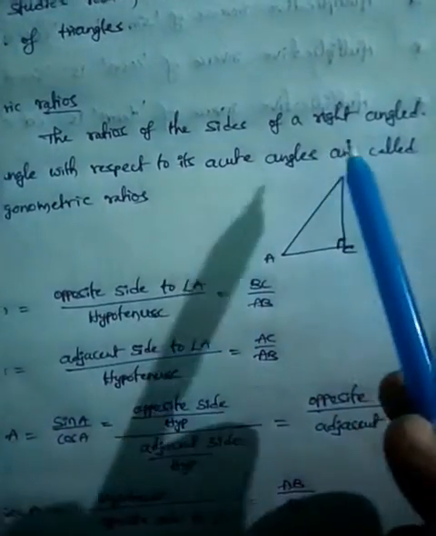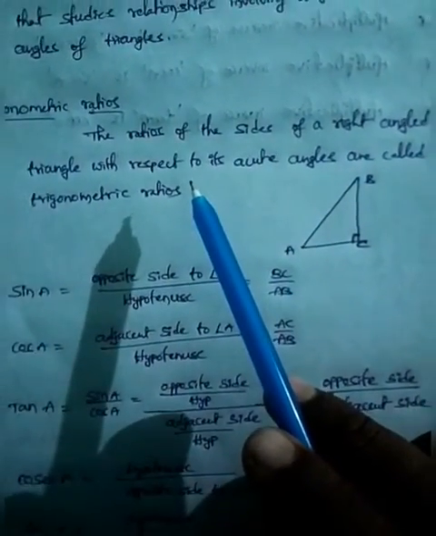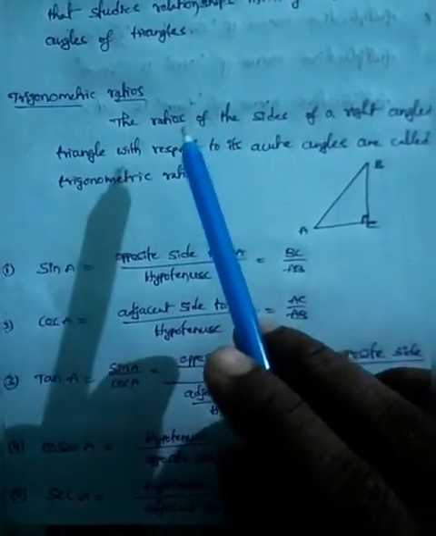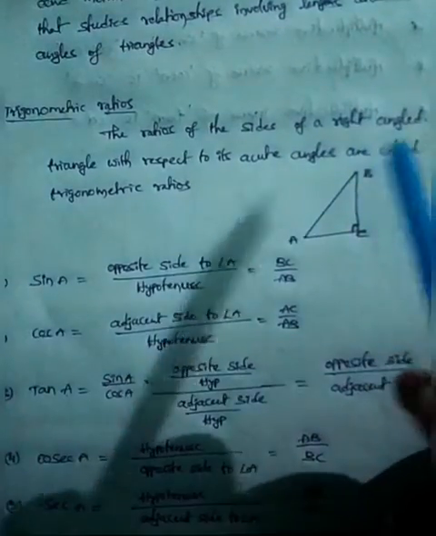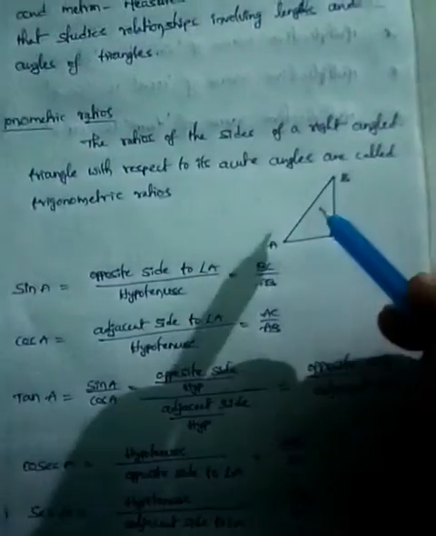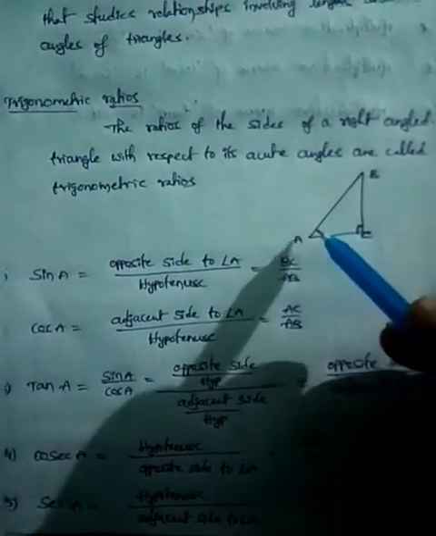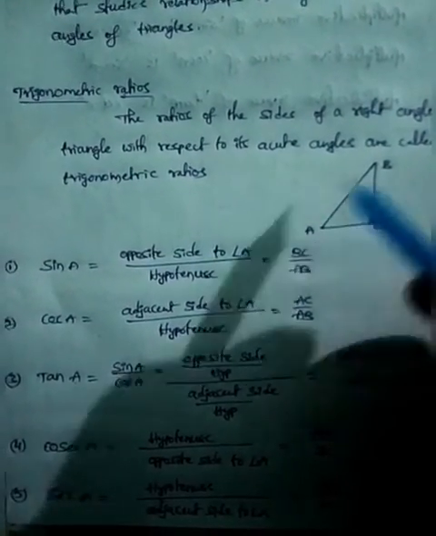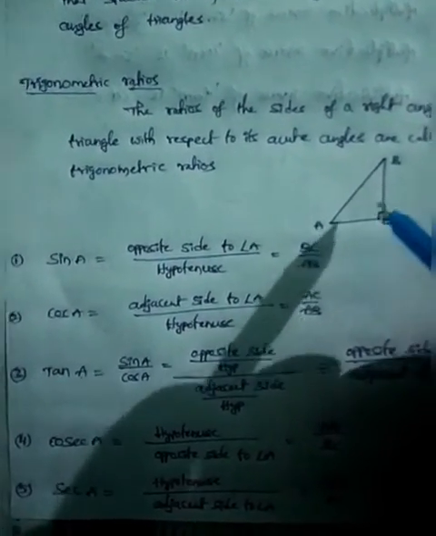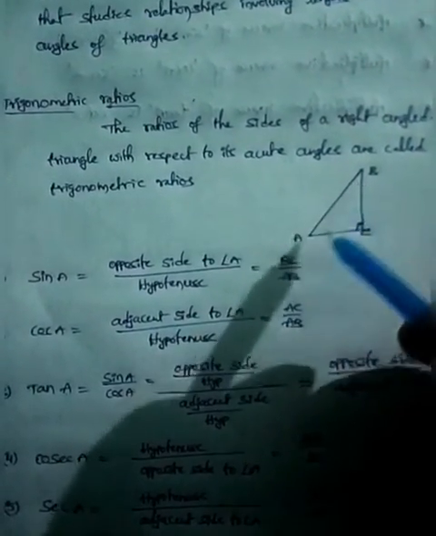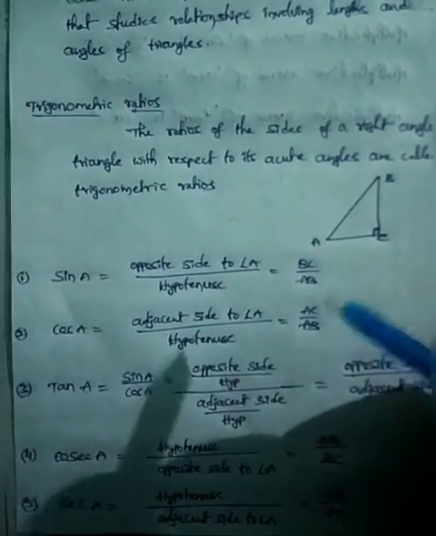The ratios of the sides of a right angle triangle with respect to its acute angles are called trigonometric ratios. So what are trigonometric ratios? The ratios of the sides of a right angle triangle with respect to its acute angles. Children, trigonometric ratios are based on the acute angles. This is a right angle triangle, with a right angle and the remaining two angles are acute angles. By taking acute angles we can derive the trigonometric ratios.